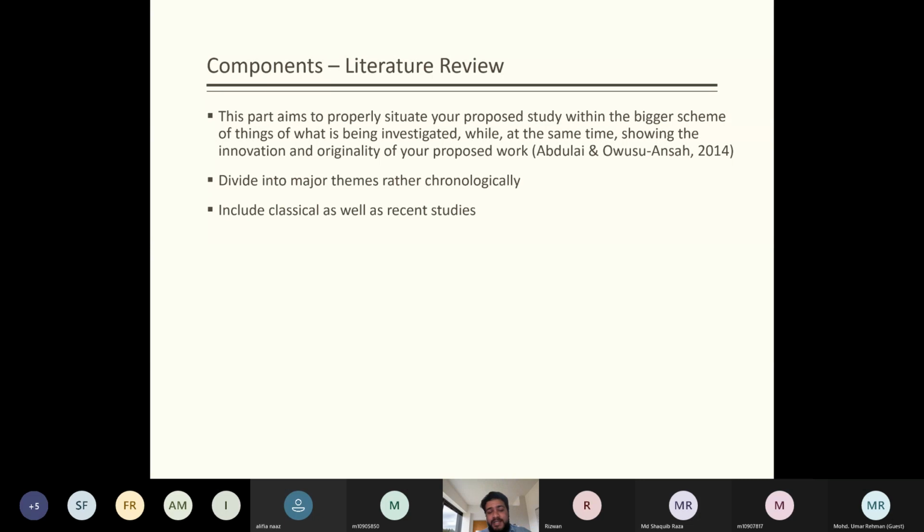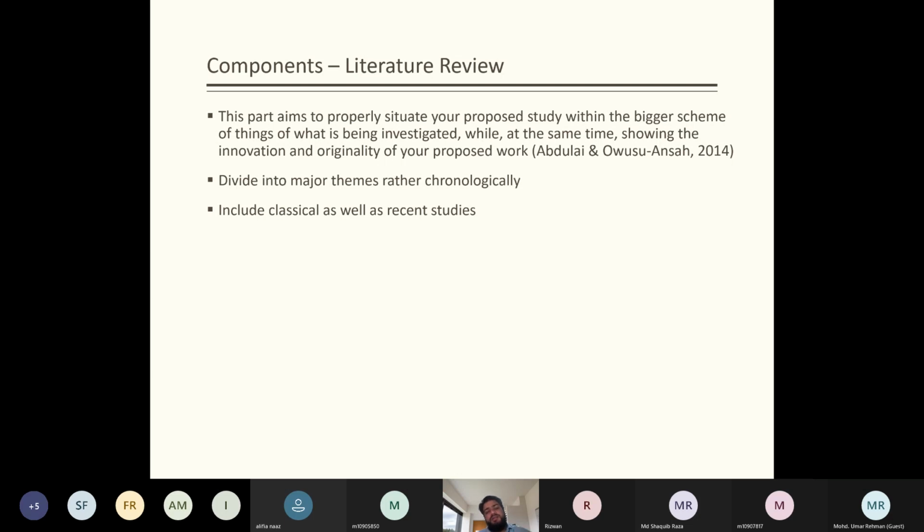Include classical as well as recent studies. Some people make the mistake of not citing recent studies. Of course, whatever topic you are working on, there should be some classical studies, and classical studies can go a long way back. For my proposal, I've been citing research from 1945, 1965. But the important thing is that you should cite some recent studies as well.